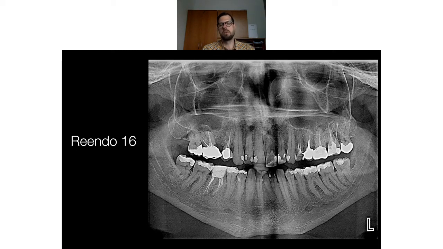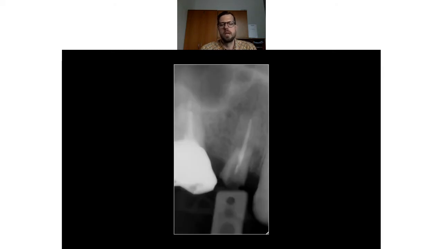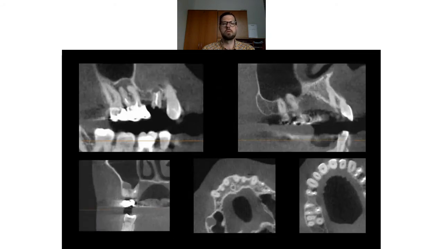And this is a panoramic image. It's only 2D. We cannot say if, for example, the antrum is inflamed or not. But what happened is that the filling on the first maxillary premolar broke, and it broke the whole tooth. So this tooth had to be extracted. And before that, we did the CBCT.